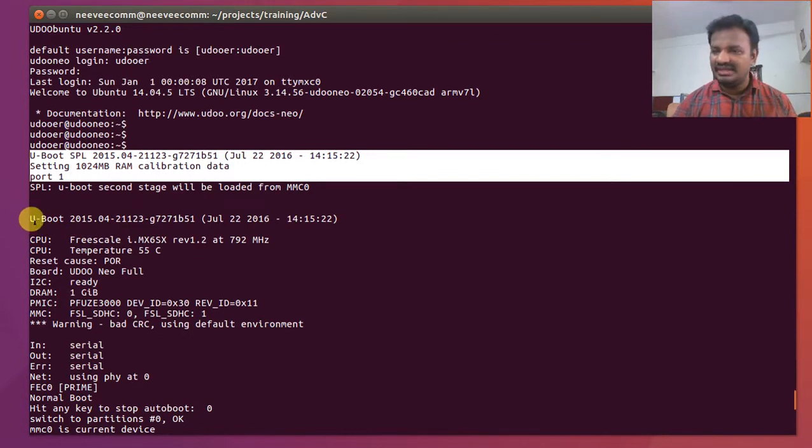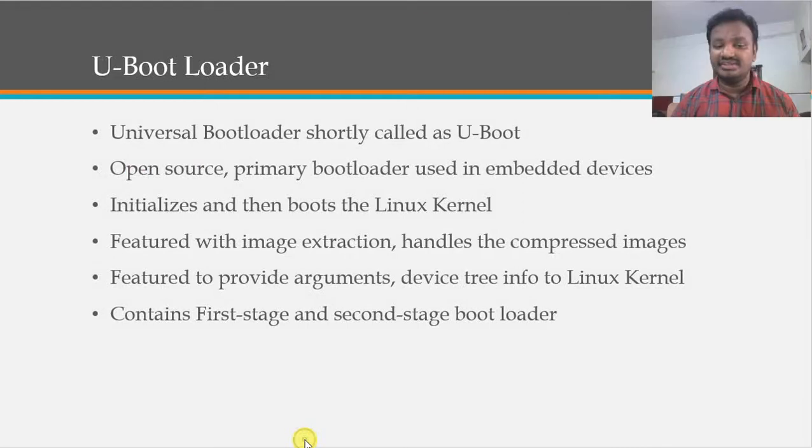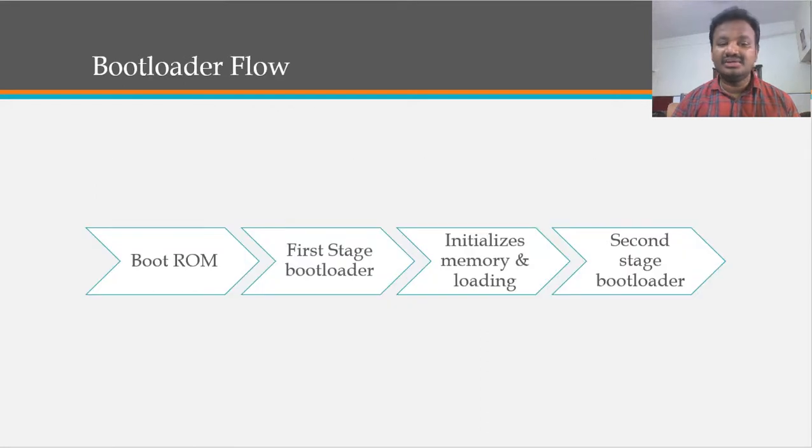It depends upon the boot ROM of the microprocessor. It just loads the first sector of 512 bytes, and it initializes the DDR RAM. After that, it loads the second stage bootloader into the RAM and executes it. Basically, here we have the boot flow. The boot ROM gets started, the first stage bootloader comes up, then it initializes the memory, and then loads the second stage bootloader and starts the second stage bootloader over here.